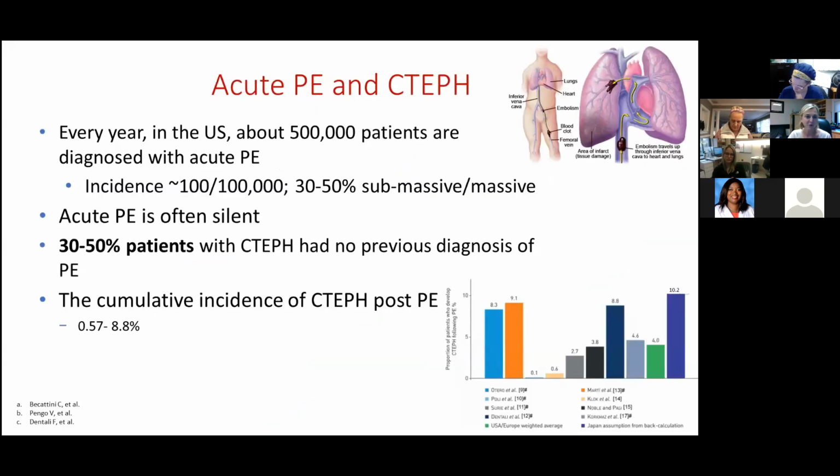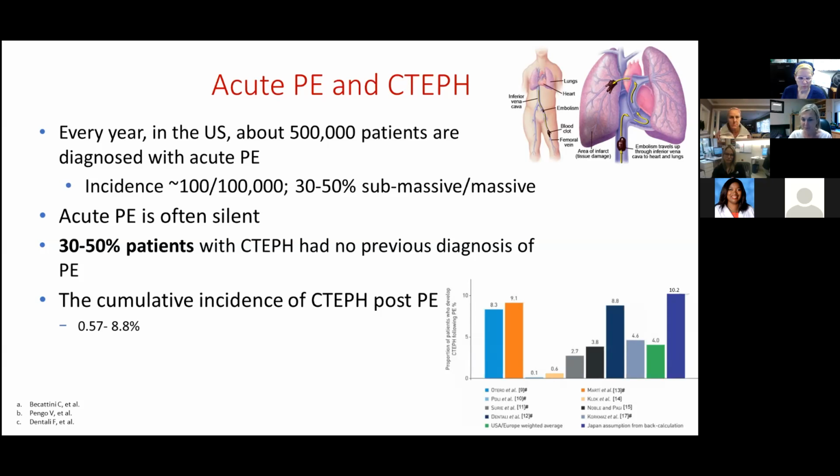So let's talk about acute PE and CTEPH. So every year in the US, about 500,000 people are diagnosed with acute PE. So incidence is about 100 people per 100,000, and 30 to 50% of them are submassive or massive. However, acute PE often can be silent as well. So one of the myths that I already mentioned, can patients who have CTEPH not have a history of acute PE? And the answer is yes.